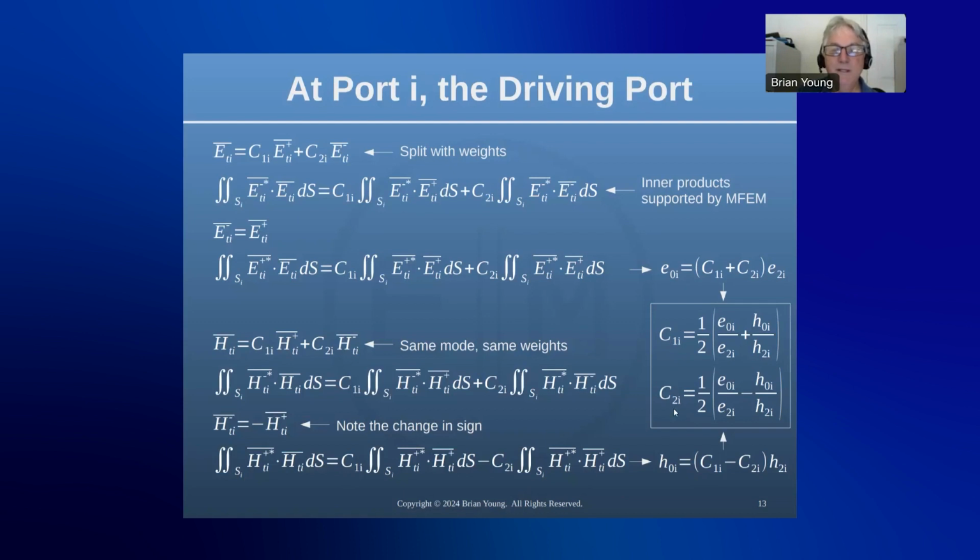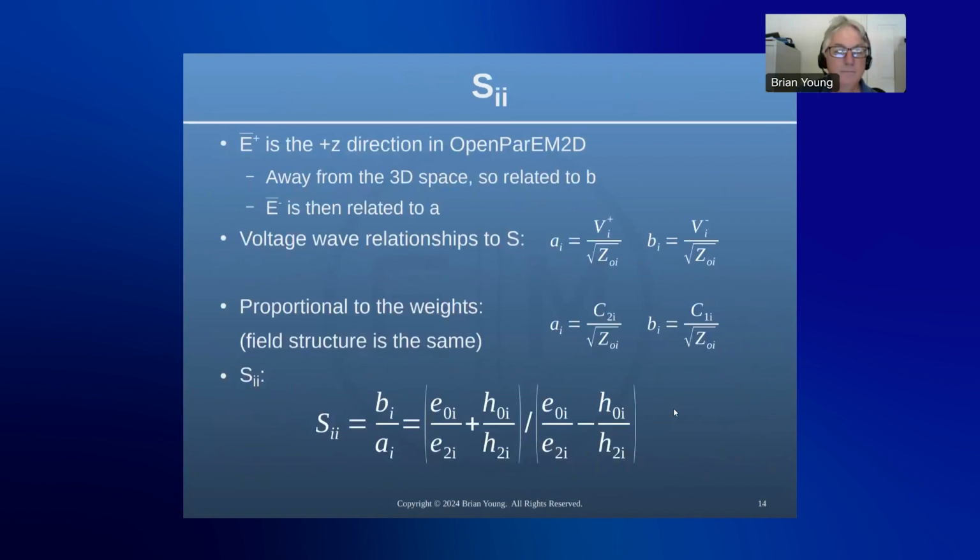So with those weights, you can then move on to solving for the reflection coefficient at the driving port. So in S parameters, they're always talked about in terms of A's and B's. A's are towards the 3D space, B's are the reflected. You can talk about those in terms of voltage waves or current waves. Right now, I'm implementing it as voltage waves.